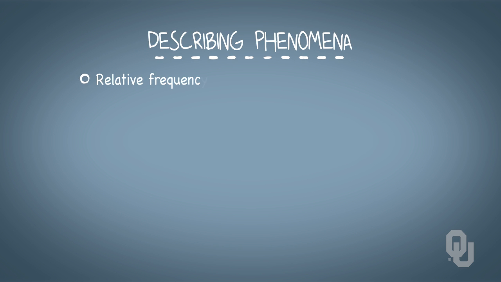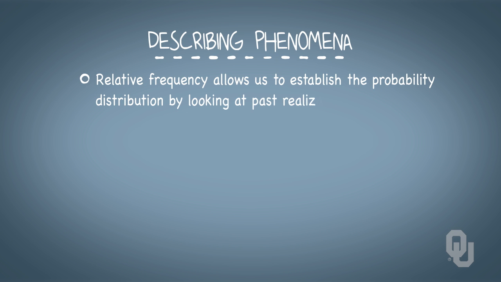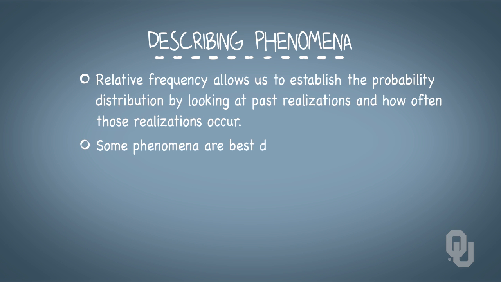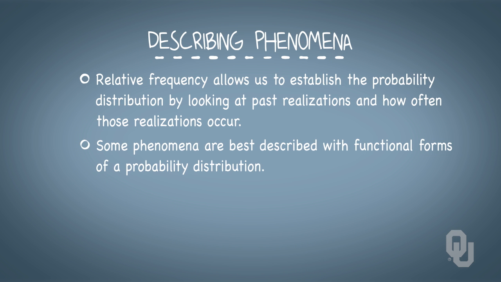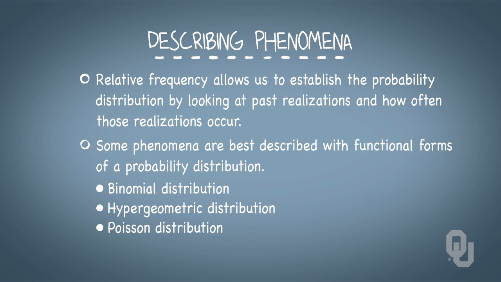Some phenomena are best described with relative frequency. That is, establishing the probability distribution by looking at the past realizations and how often those realizations occur. And some phenomena are best described with functional forms of a probability distribution. We described 4 discrete probability distributions that have a functional form: the binomial, the hypergeometric, the Poisson, and discrete uniform distributions. There are others, but these are the 4 common ones.